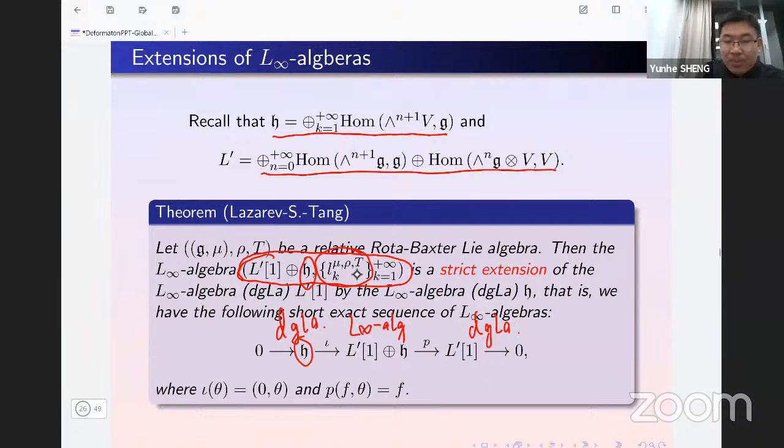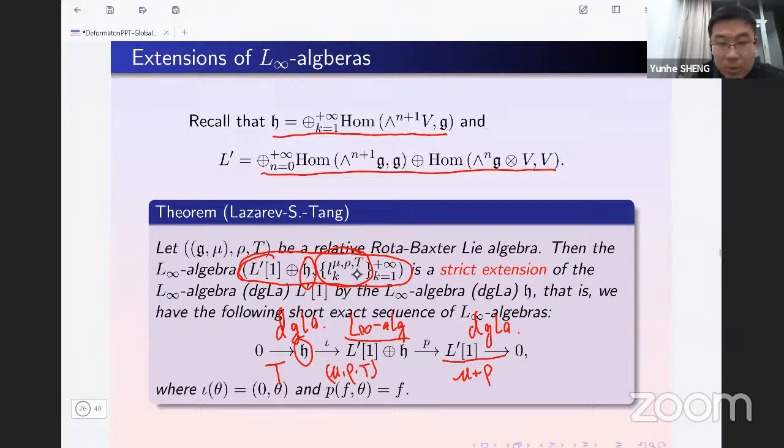So we have this short exact sequence of L infinity algebras. Actually, this differential graded Lie algebra H is the one that controls deformations of the relative Rota-Baxter operator T, and this differential graded Lie algebra controls deformations of Lie algebra structures mu and representations rho. But in the middle, if you want to deform the Lie algebra structure mu, the representation rho, and the relative Rota-Baxter operator T simultaneously, you need an L infinity algebra structure.